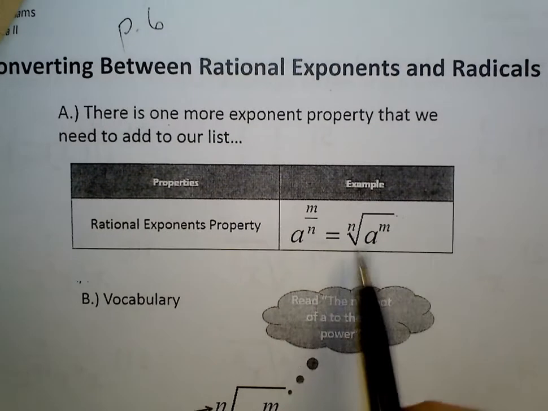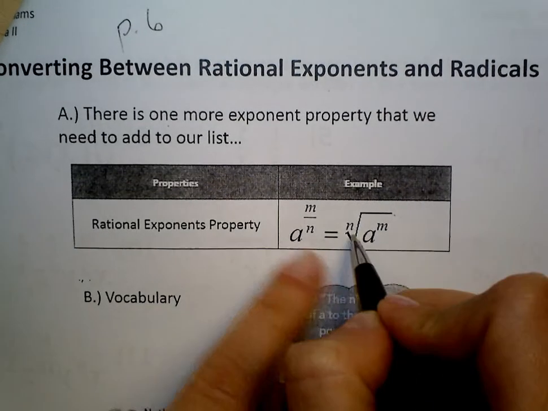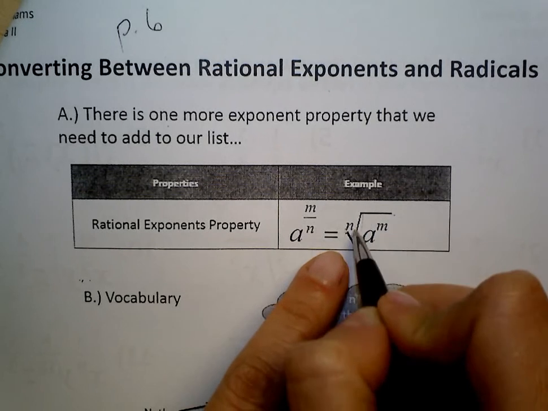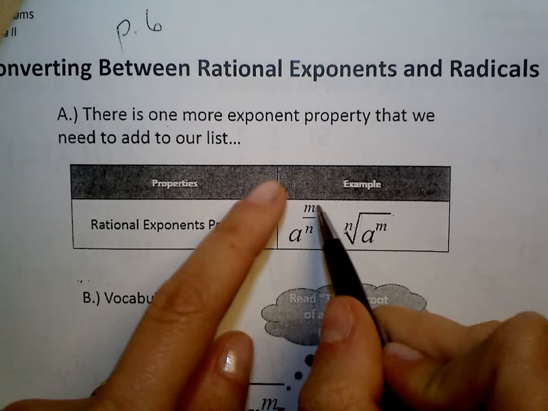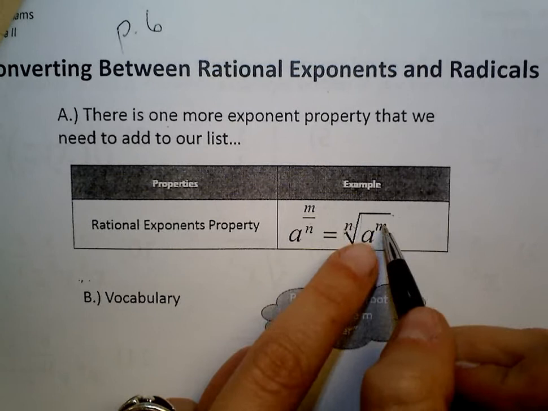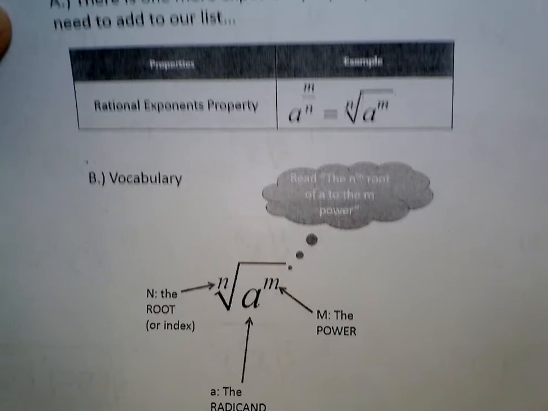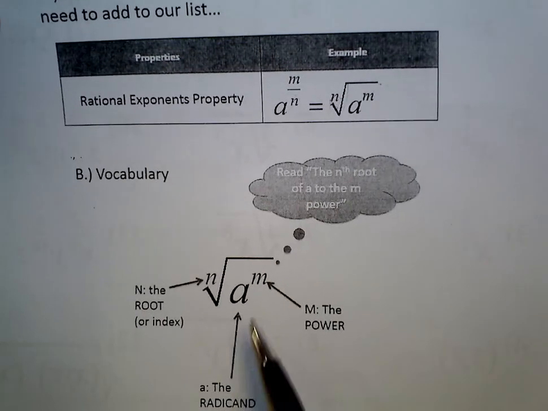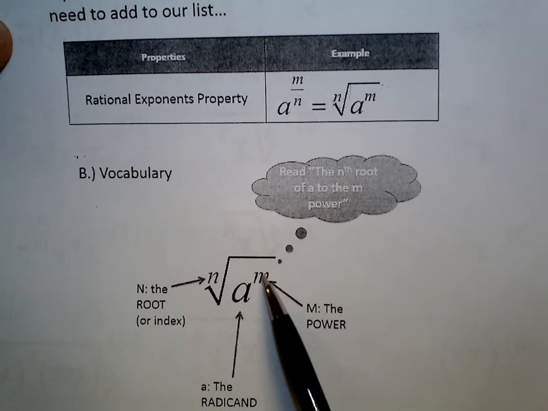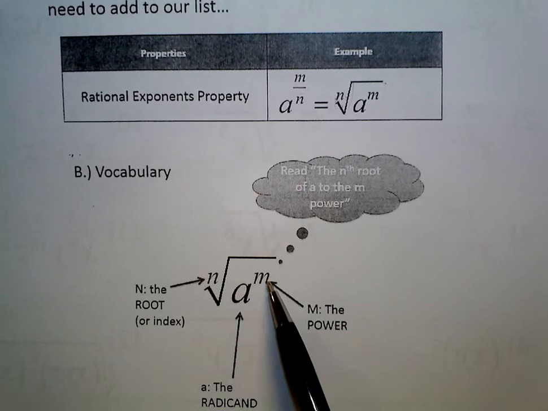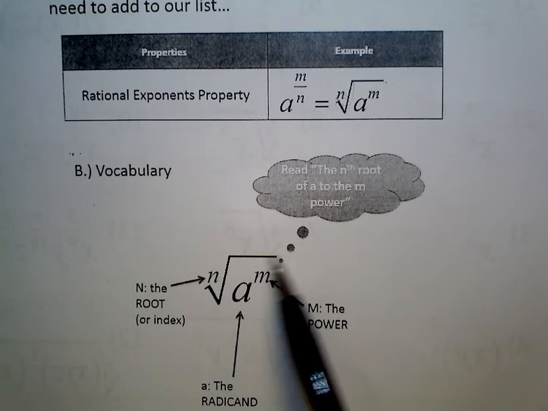Now, looking at this exponent, notice that the bottom of my fraction is the number that is in this little root here. So the bottom of my fraction becomes the root, and the numerator of my fraction stays inside of the radical. So the terminology I want you guys to get used to using here: the radicand is that base value inside of your radical. The power, or the exponent, is what I want you to call the numerator here. And then the root is going to be on the outside of our radical sign here.